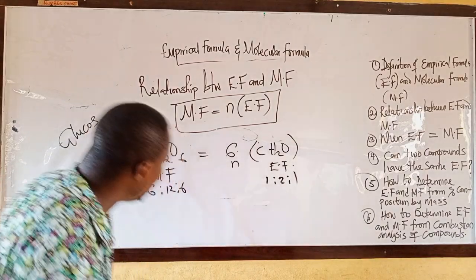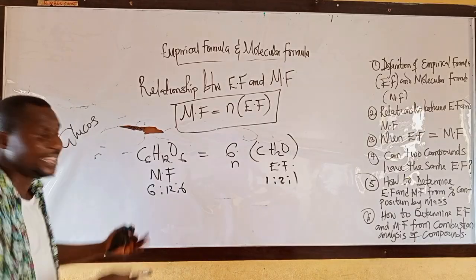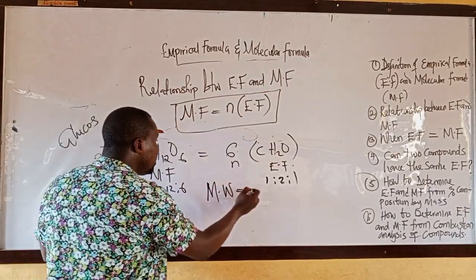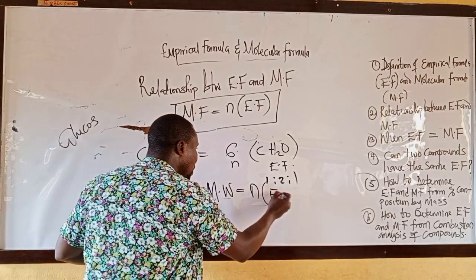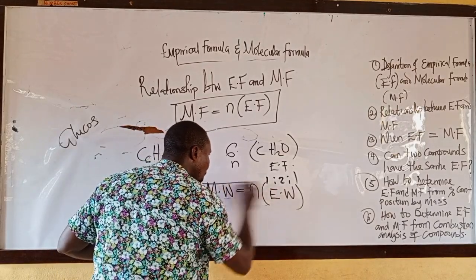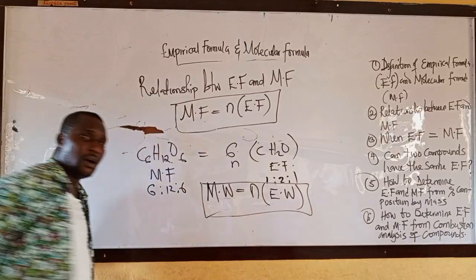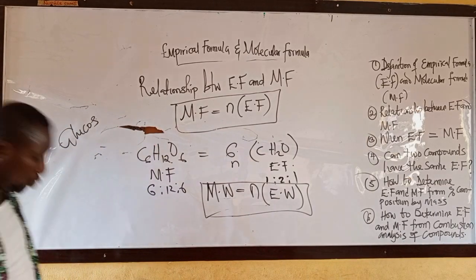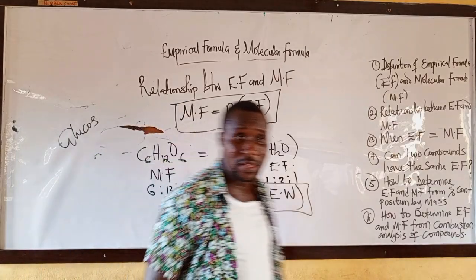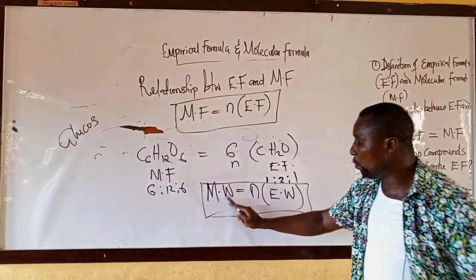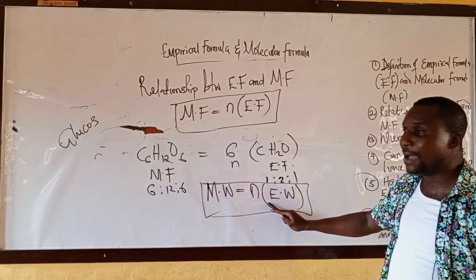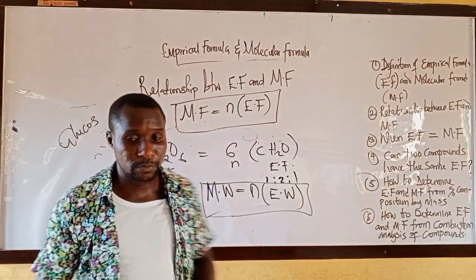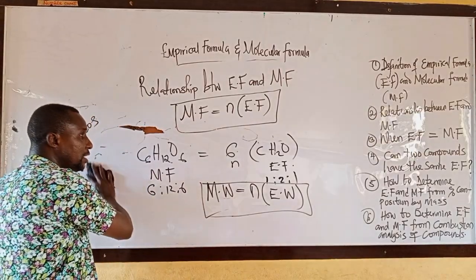Let's move further. That means I can simply say N is the same thing as molecular weight over empirical weight. Take note of this formula. This is another expression that shows the relationship between molecular formula and empirical formula. That means molecular weight equals N multiplied by empirical weight. Please take note of that. Let's move further.